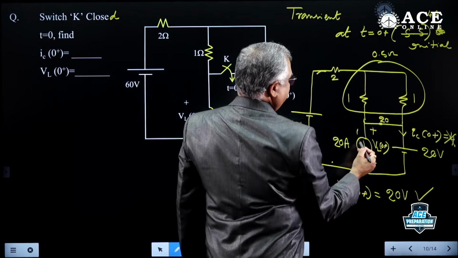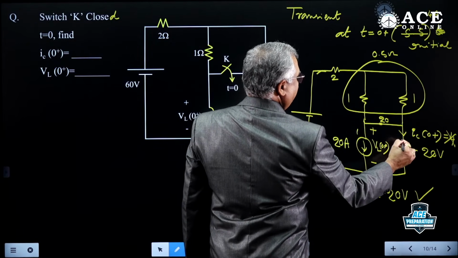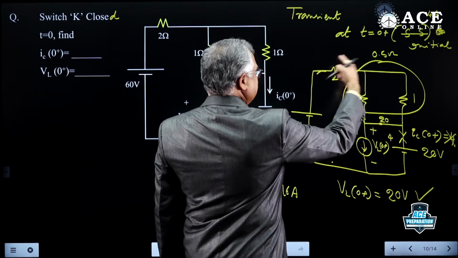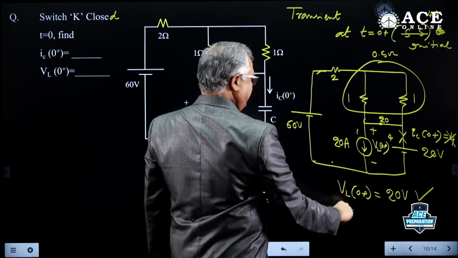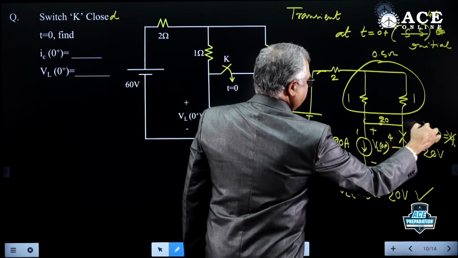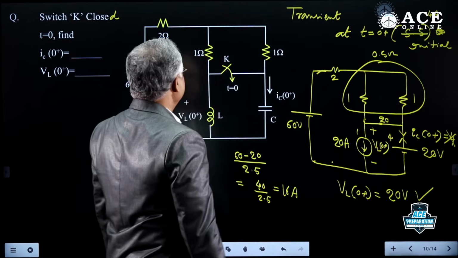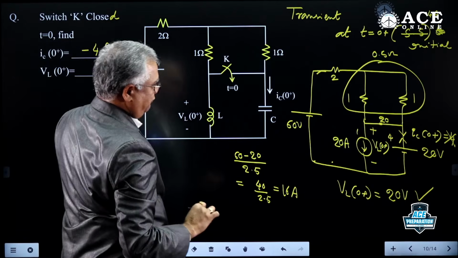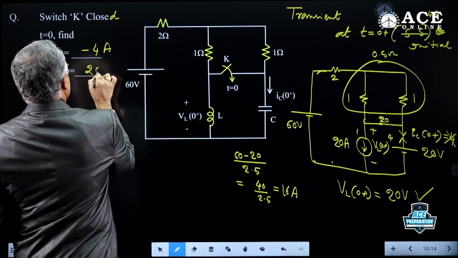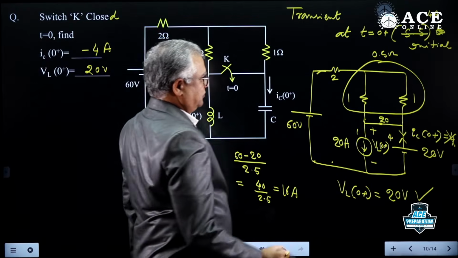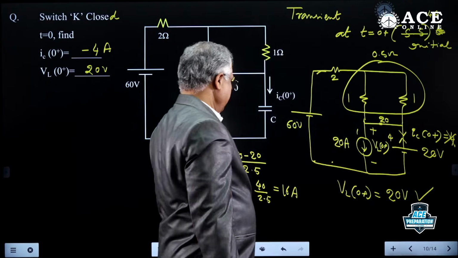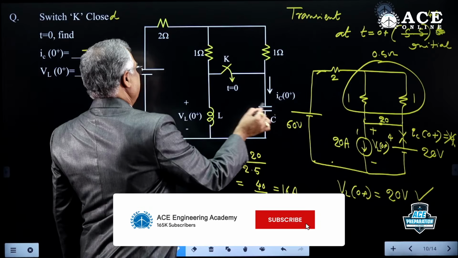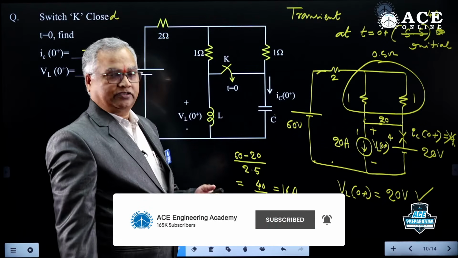So here 16, but this is 20. What is the current going upward? 4 amps. This is 4, this is 16, and 16 plus 4 becomes 20. 4 going upward, but what is the question asked? Downward. So IC(0+) will be minus 4 amps, and VL(0+) is 20 volts. So be careful here. IC(0+) and VL(0+) is tough. VC(0+) and IL(0+) is easy.